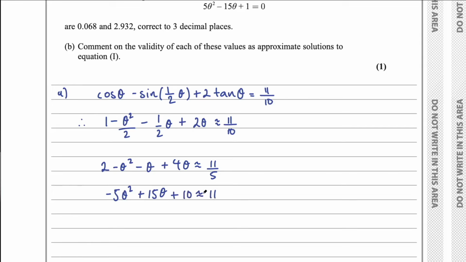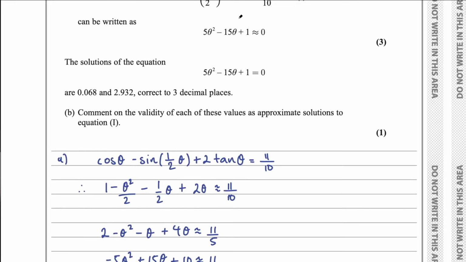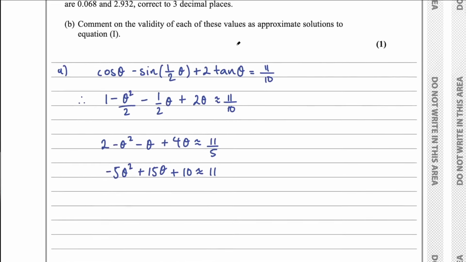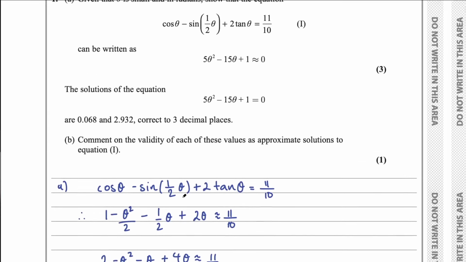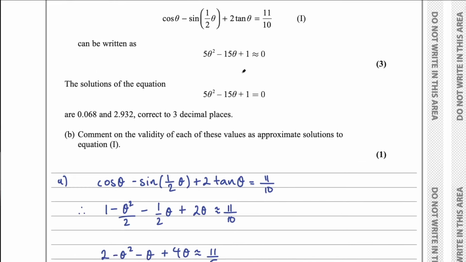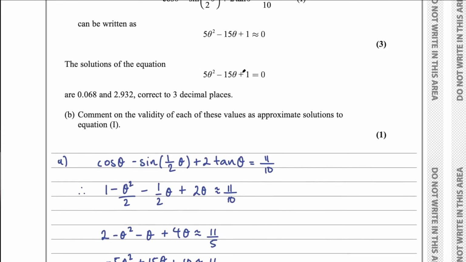Now we're going to have to subtract that 11 from the left hand side, but let's have a quick look at what they were asking us to find up here. We wanted it in the form of positive 5 theta squared take 15 theta plus 1. So what we're going to have to do here is to divide through by a negative 1. So if I subtract that 11 then divide through by negative 1, I'll have 5 theta squared take 15 theta plus 1 approximately equal to 0, and we have ended up with the approximation they asked us to, and that should be fine for 3 marks there.